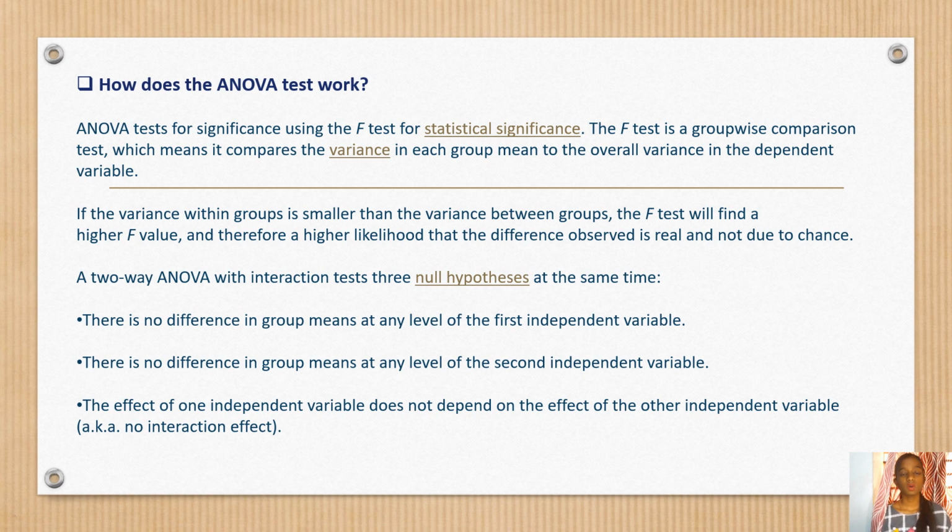So the two-way ANOVA with interaction tests three null hypotheses at the same time. There is no difference between the group means at all for the first independent variable. There is no difference in group means at any level of the second independent variable. The effect of one independent variable does not depend upon the effect of the other independent variable.